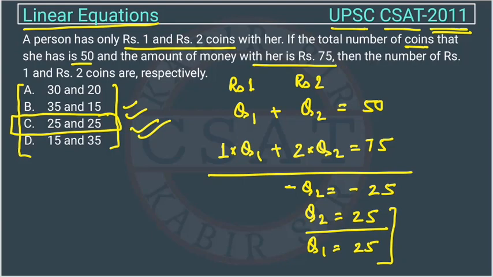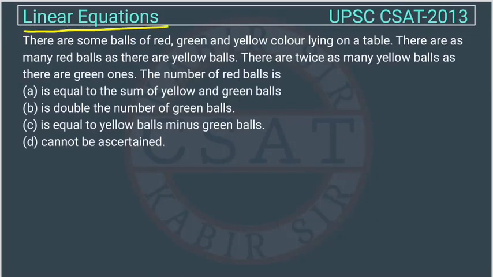This is a linear equation type of question asked by UPSC in their CSAT paper of 2013. There are some balls of red, green and yellow color lying on a table. There are as many red balls as there are yellow balls. So red ball is equal to yellow ball. There are twice as many yellow balls as there are green ones. So yellow ball is twice that of green.